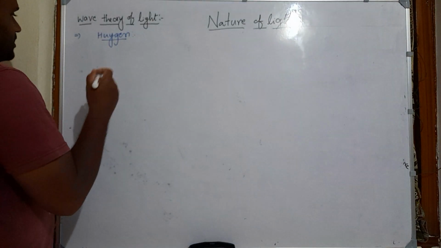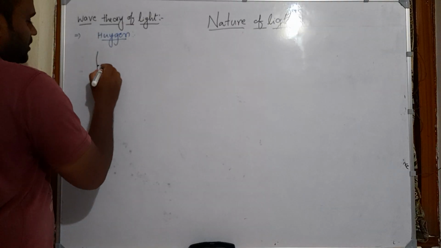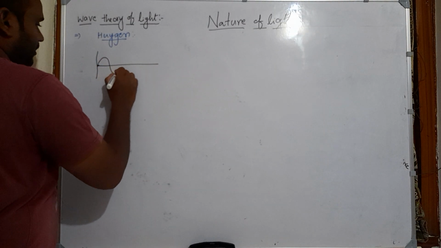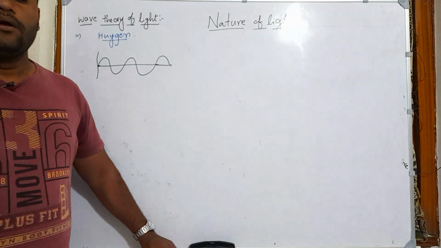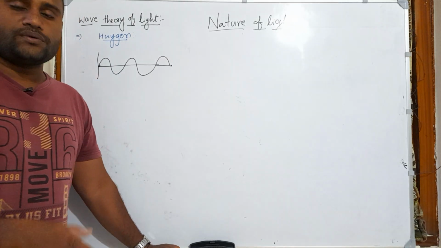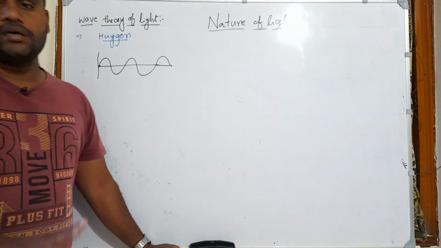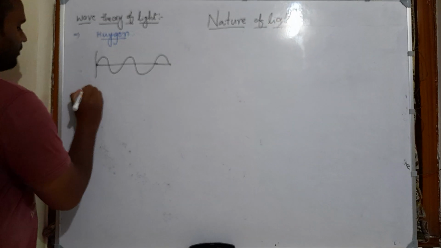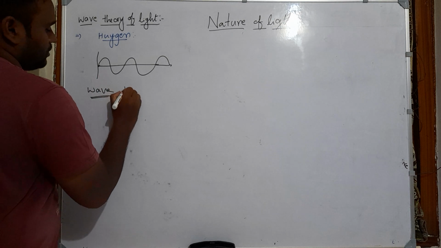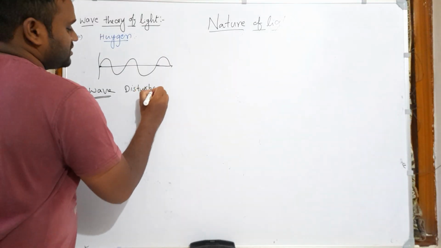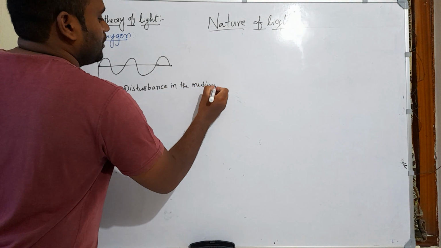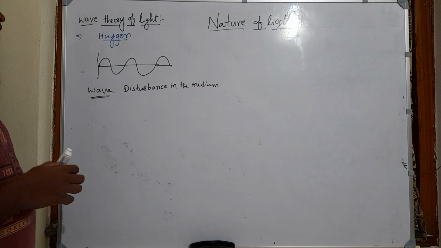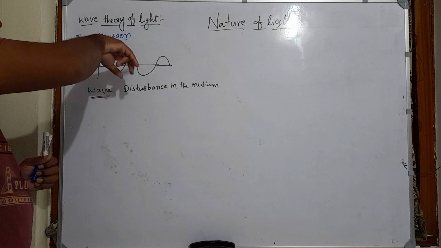For example, let us consider this is the origin of light, the source of light, and from the source it is traveling like this. So first of all, what is a wave? A wave is nothing but a disturbance in the medium. For example, when you drop a rock in a still pond, you can observe water waves. How can we define a wave? A disturbance in the medium is called a wave. So according to Huygens, light also travels in the form of wave.